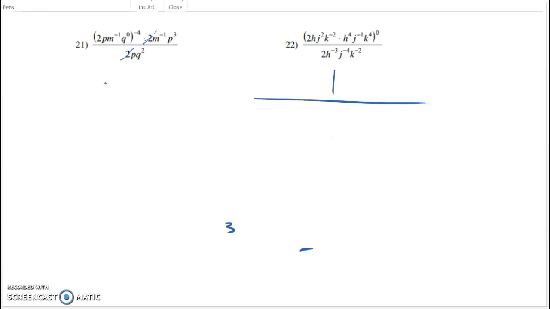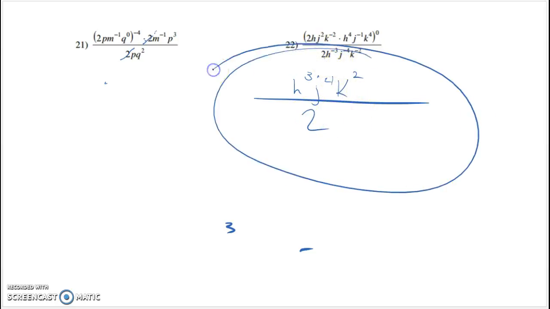Let's back up. I'm just going to mentally know that I have a 1 in the numerator, and I'm going to move everything from the denominator that has negative exponents up. And then I'll be finished with this one, I believe. So let's move this h to the negative 3 up, and we're going to make it h to the positive 3. Move j to the negative 4 up and make it j to the positive 4. Move k to the negative 2 up and make it k to the positive 2. And guess what? The 2 remains down there, this guy. So we finished it. There it is.